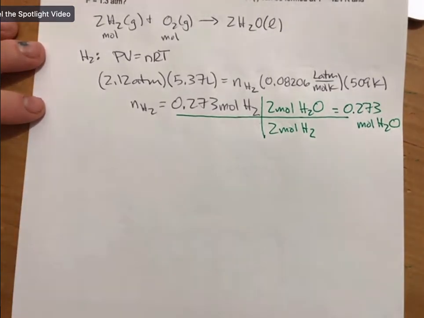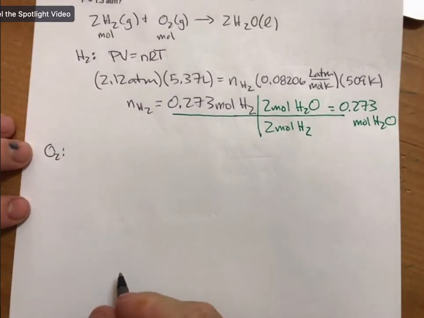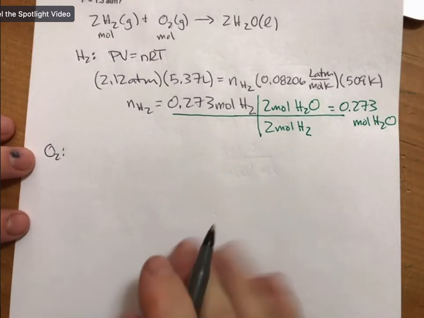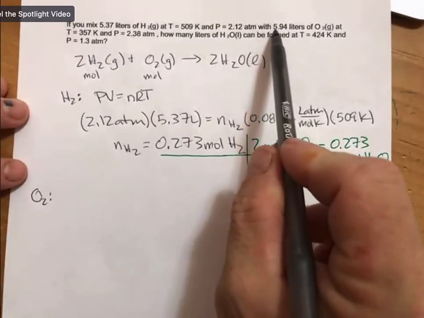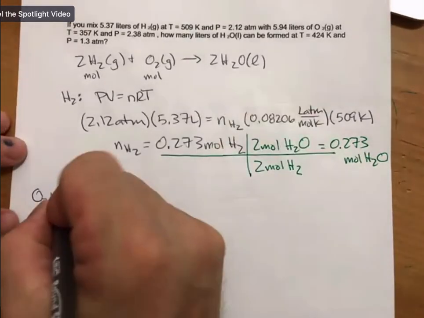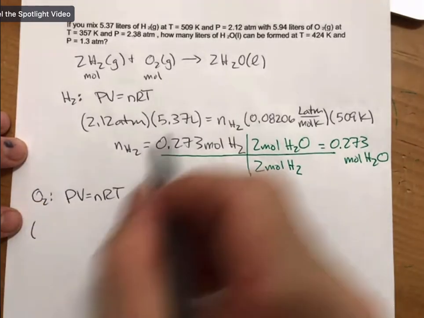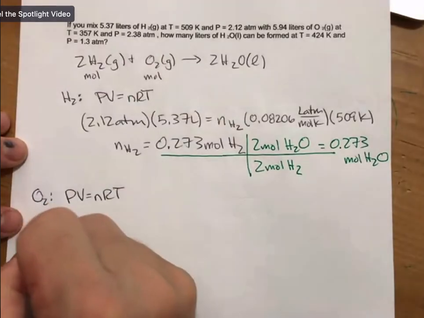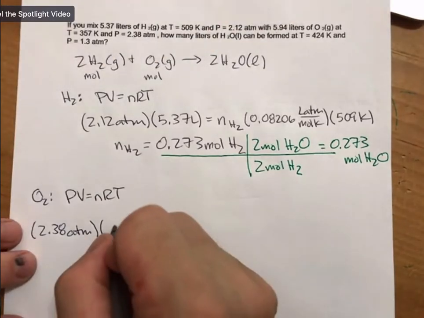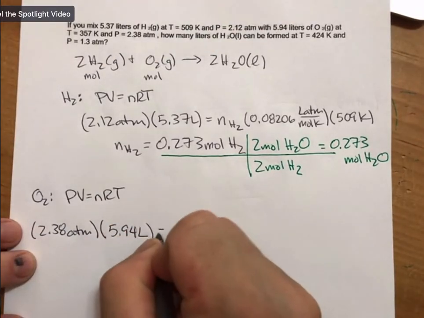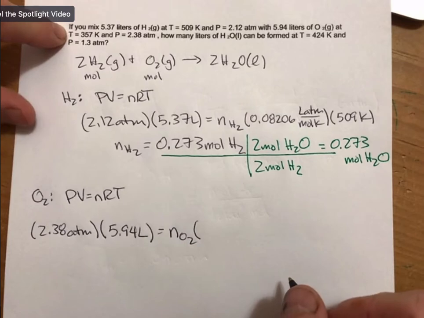Now let's do the same thing except for oxygen, and I'll give myself even a little more room here. For oxygen, I'm going to do a PV equals nRT as well. I'll put the problem statement back on the video. Let me write it out. I have 2.38 atmospheres. I have 5.94 liters. My R is the same, and my temperature is 357 Kelvin.